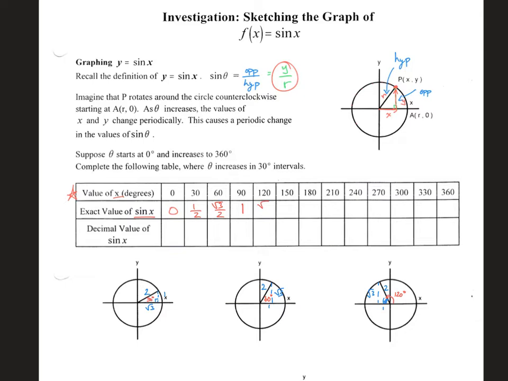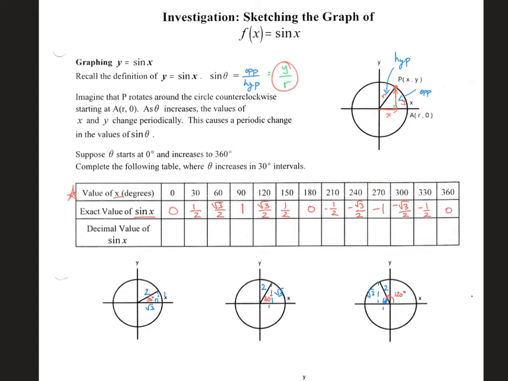That is a very messy root 3. My sine of 150 we should have found to be 1/2. My sine of 180, when I'm directly left, I have no opposite side. My sine of 210 would give me a 1/2, but because I'm going down, I'm now negative. I would have a negative root 3 over 2, and we should be able to then confirm the rest of those values.